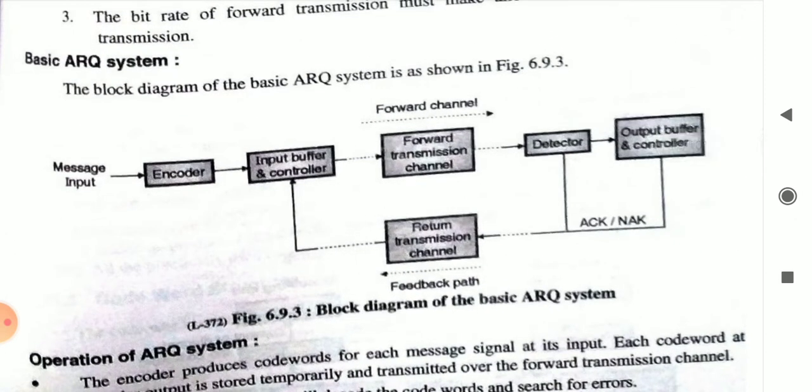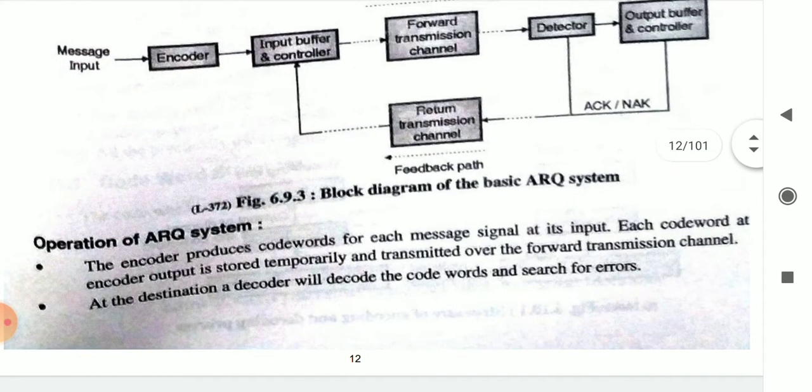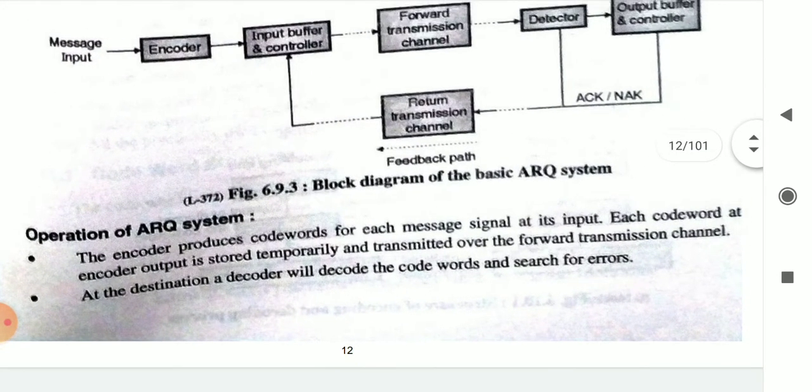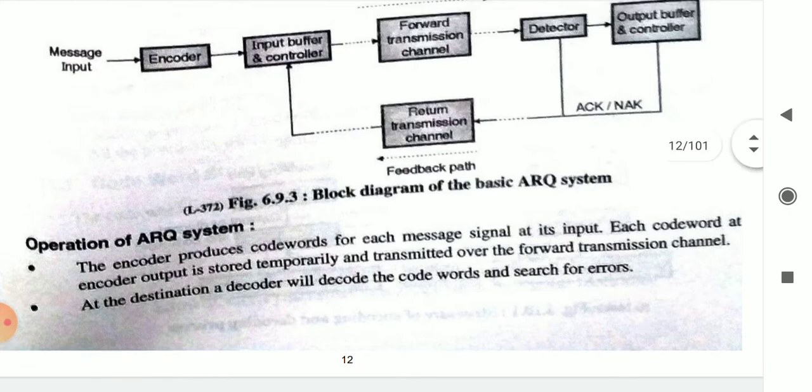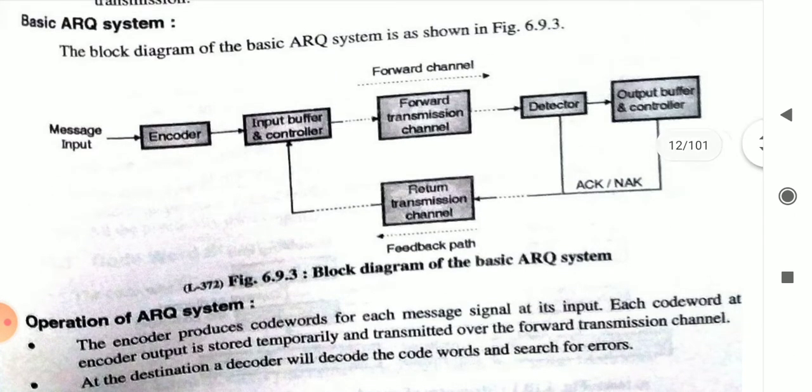This is the basic ARQ system. This is a block diagram of the basic ARQ system. See the message input, then the encoder, which has an input buffer and controller, the forward transmission channel, the detector, the output buffer and controller, and the return transmission channel. Just observe this block diagram of the basic ARQ system in detail.